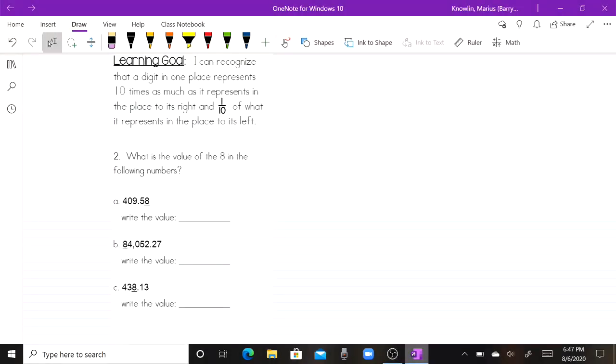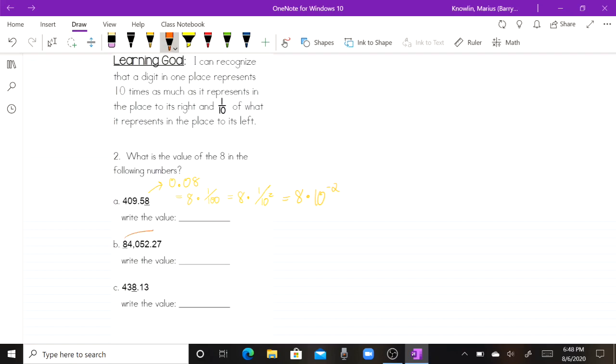Number 2 says, what is the value of 8 in the following numbers? So this is similar to number 1, but now we're dealing with a different number. We're dealing with 8. For A, the 8 is in the hundredths place, so this would be 0 and 8 hundredths, right? We could also write that as 8 times 1/100, or I could write it as 8 times 1 over 10 to the second power, or we could write it as 8 times 10 to the negative 2.